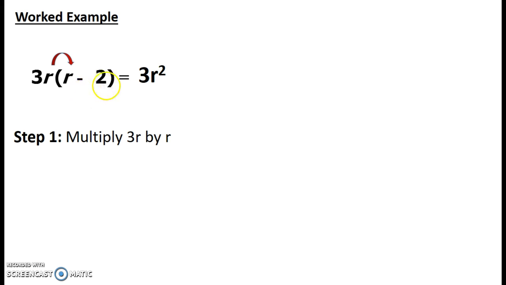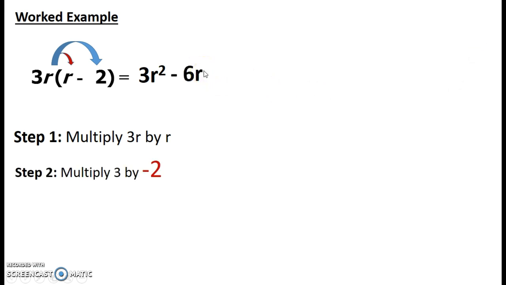And for the second part of this question, 3R times minus 2. So you have to be careful of the sign right in the middle. So 3R multiplied by minus 2 gives you minus 6R.